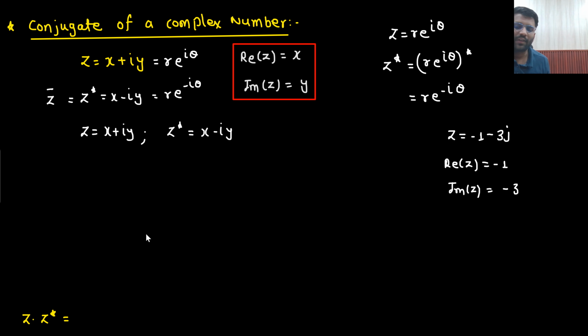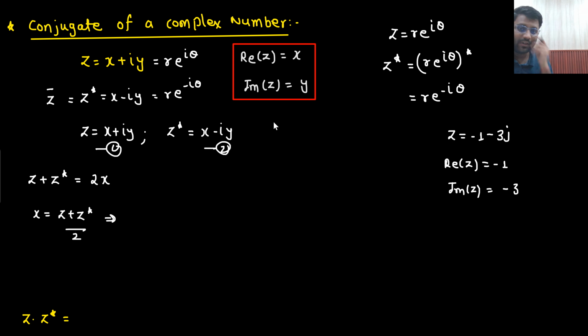Now what am I supposed to find out? I am supposed to find out the real part of Z. That means I am supposed to find out x. What will be my x? If this is equation 1, this is equation 2, you add equation 1 and 2. What are you getting? Z plus Z conjugate. So x plus iota y plus x minus iota y, what you are getting? 2x. So the value of x is Z plus Z conjugate divided by 2. Real part of Z is equivalent to Z plus Z conjugate divided by 2.